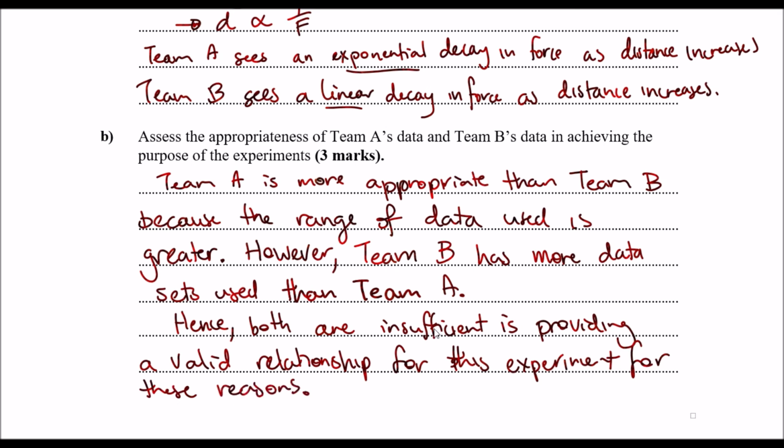Now, some of you might say then, if they're both invalid, then could we just say both are inappropriate? You can, for sure, because you are providing a judgment, and you're providing your reasoning here. All I'm saying is, I'm still saying that both are insufficient in providing a valid relationship, but A would be more appropriate in the sense that you have a better range of the data sets you have. That's not to say that A is perfect though.